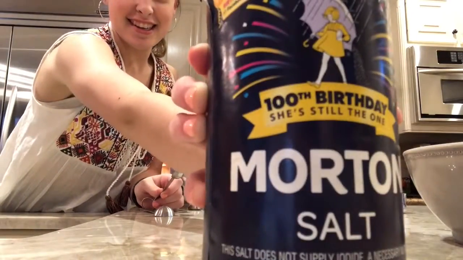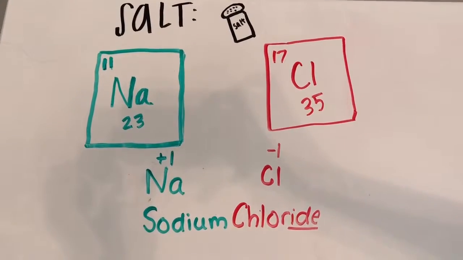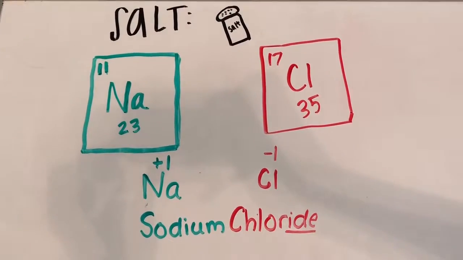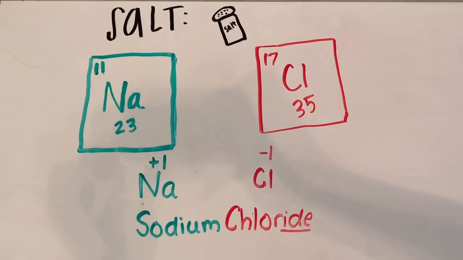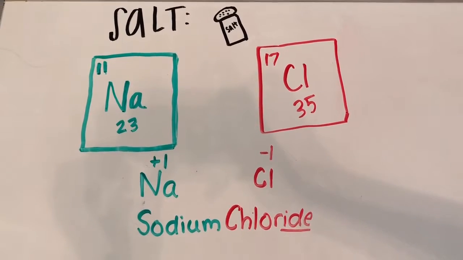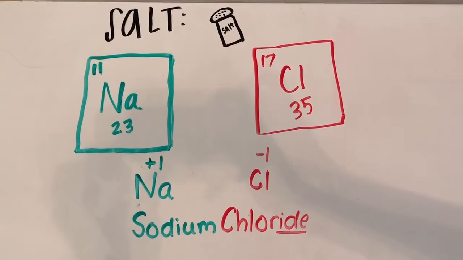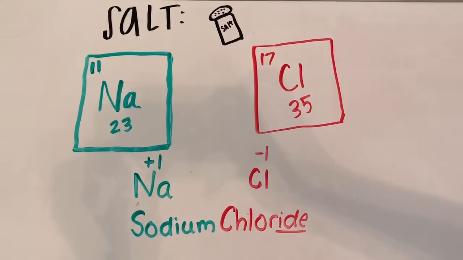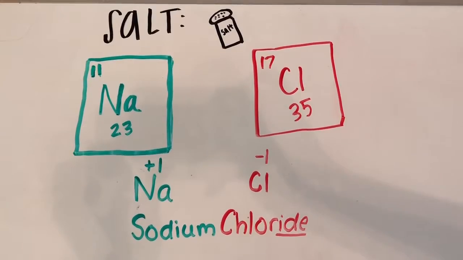Hey guys, what's up? We're going to talk about our breakfast, like what ingredients we used and what they're composed of. Well, we use salt, which is NaCl, or sodium chloride. Sodium chloride is an ionic bond, meaning one element is a cation, the sodium, and the other is an anion, the chlorine. Sodium has a charge of +1, and chlorine has a charge of -1, so it's balanced. And the ending of the anion is changed to "ide", so it's sodium chloride.